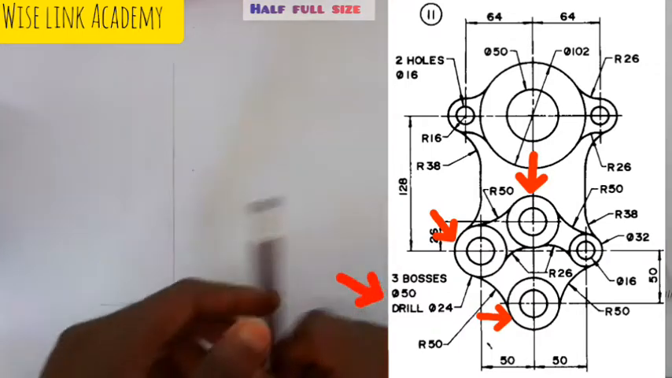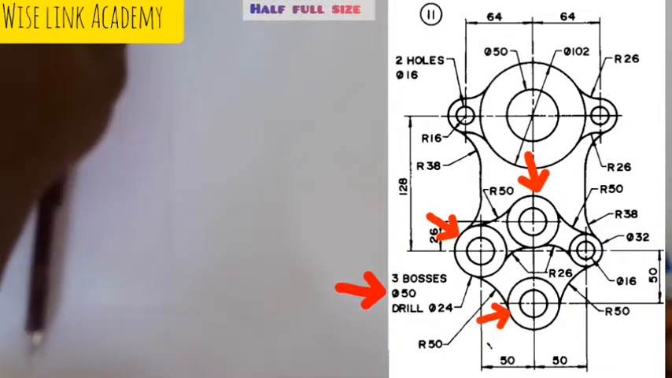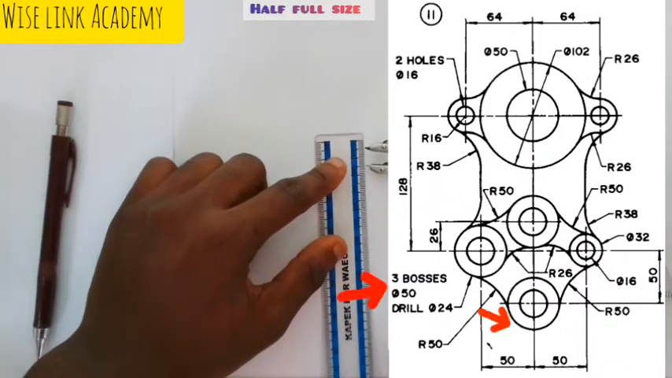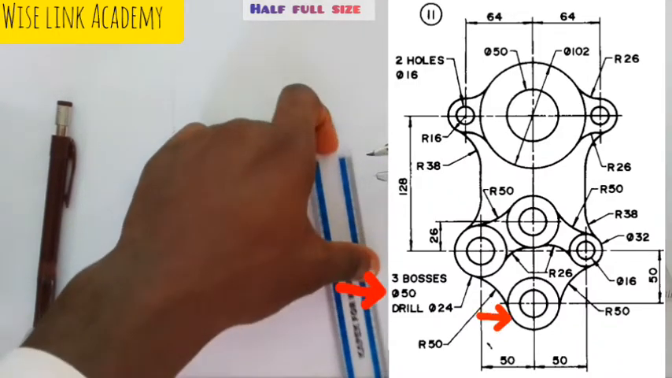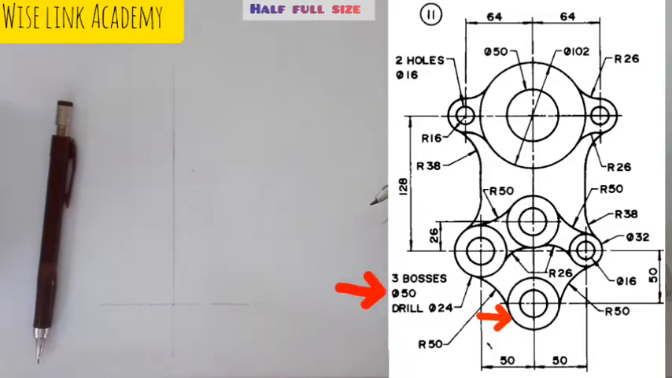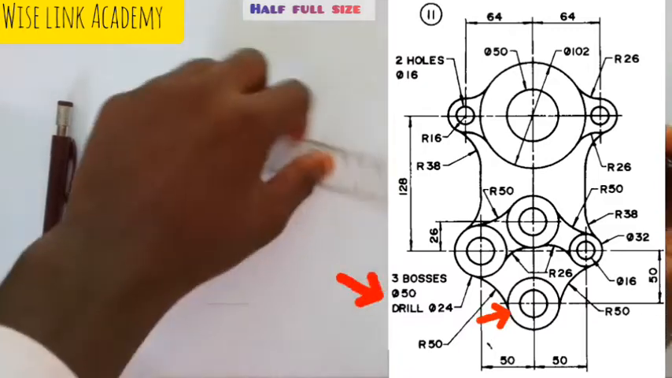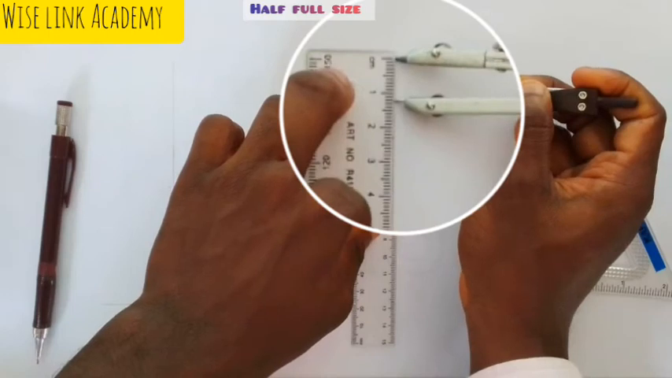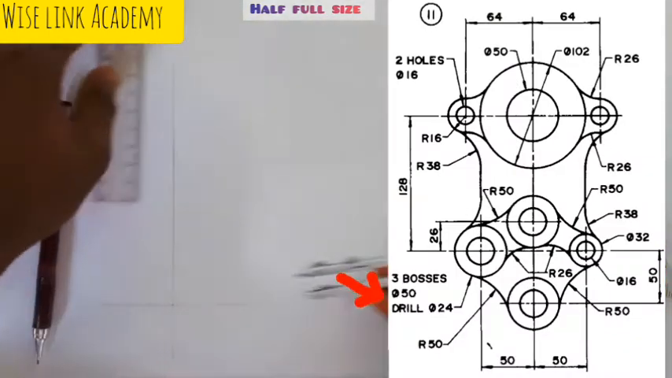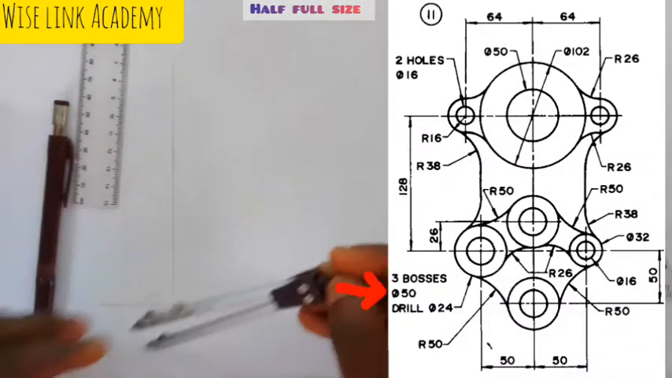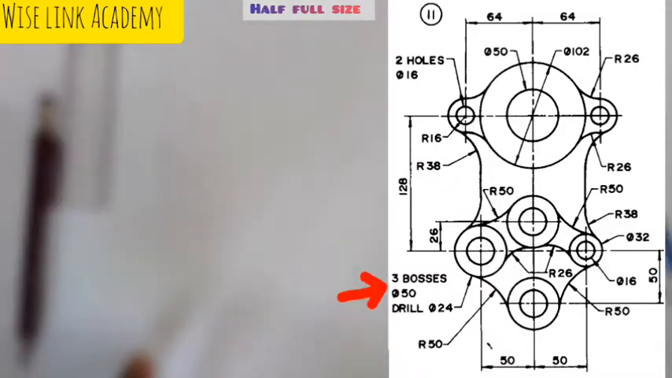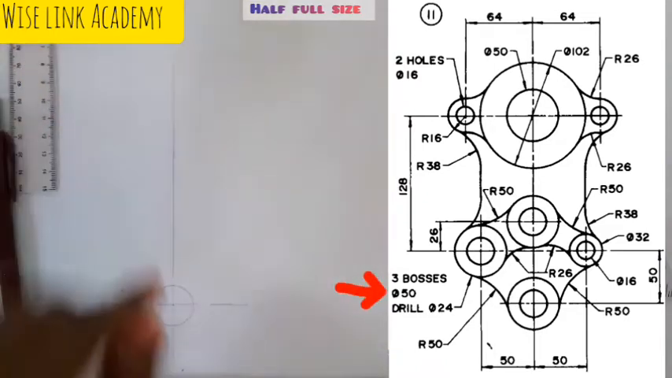So half of 25 is 12.5. I will take my compass and measure 12.5 on my meter rule this way. So if I measure 12.5, I'll have this 12.5. At this point here, can you see that? I will place it here and draw the circle this way. Here is the first circle you are seeing in front of you.